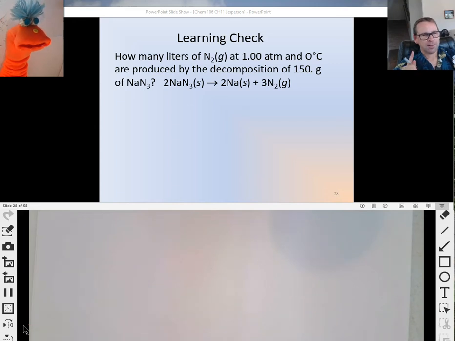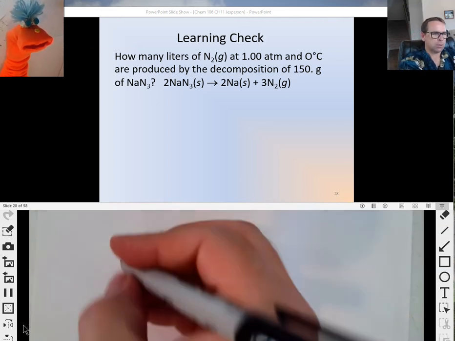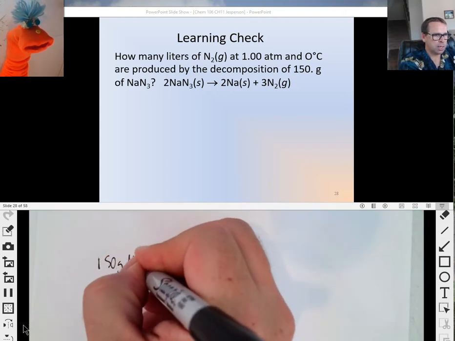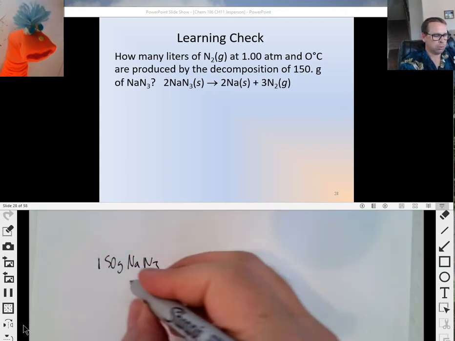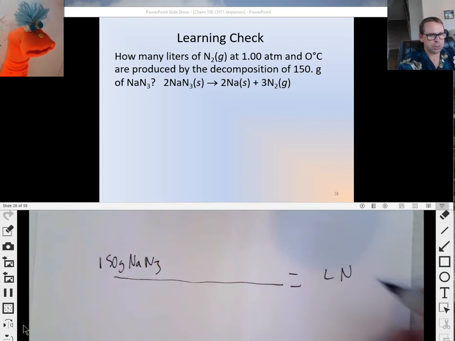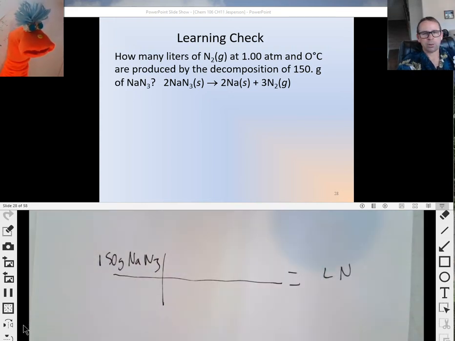Okay. So, how many liters of nitrogen at 1 atmosphere and 0 degrees Celsius are prepared by the decomposition of 150 grams of sodium nitrite? Well, you got to use dimensional analysis. That's right. We have to go 150 grams of NaN3. And then you got to relate that to liters of nitrogen. Very good, liters of nitrogen. How do I do that?